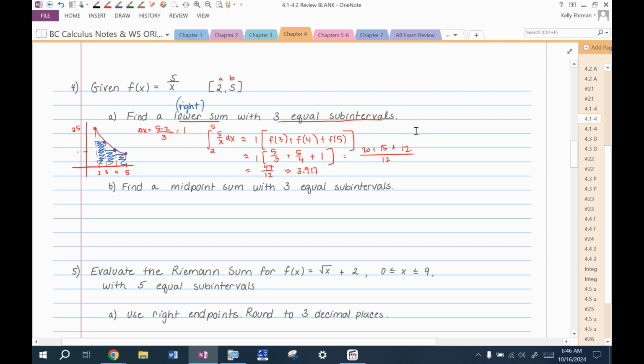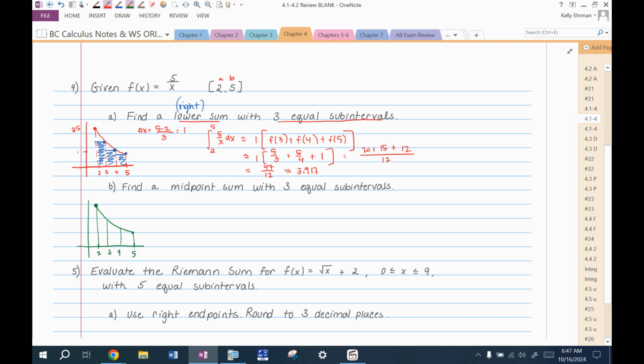Okay, find a midpoint sum with 3 equal subintervals. So it's still the same thing, but I'm going to draw the picture again, just so I have a fresh picture to map onto. All right, so we have something like this. Our delta x is still 1 unit, so 3, 4, 5.